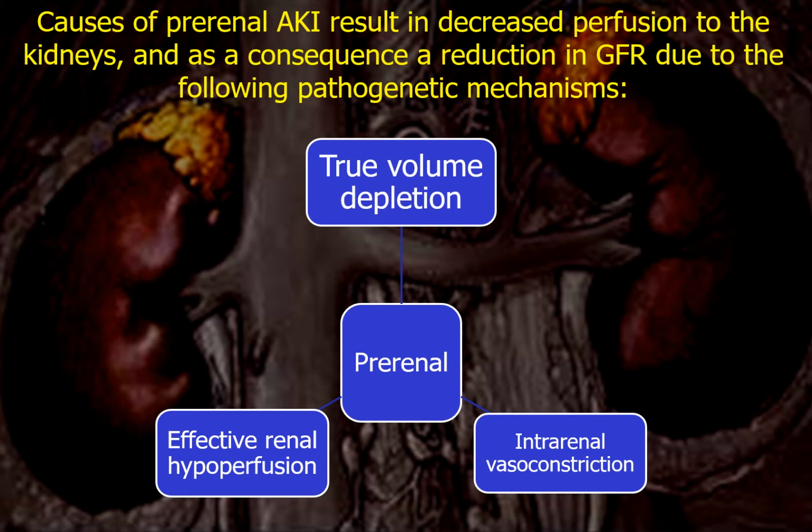It can also be due to intrarenal vasoconstriction. Medications such as NSAIDs, ACE inhibitors, ARBs, and calcineurin inhibitors can also be a cause of prerenal AKI via a mechanism of intrarenal vasoconstriction. Hepatorenal syndrome and cardiorenal syndrome can also be a cause of prerenal AKI.